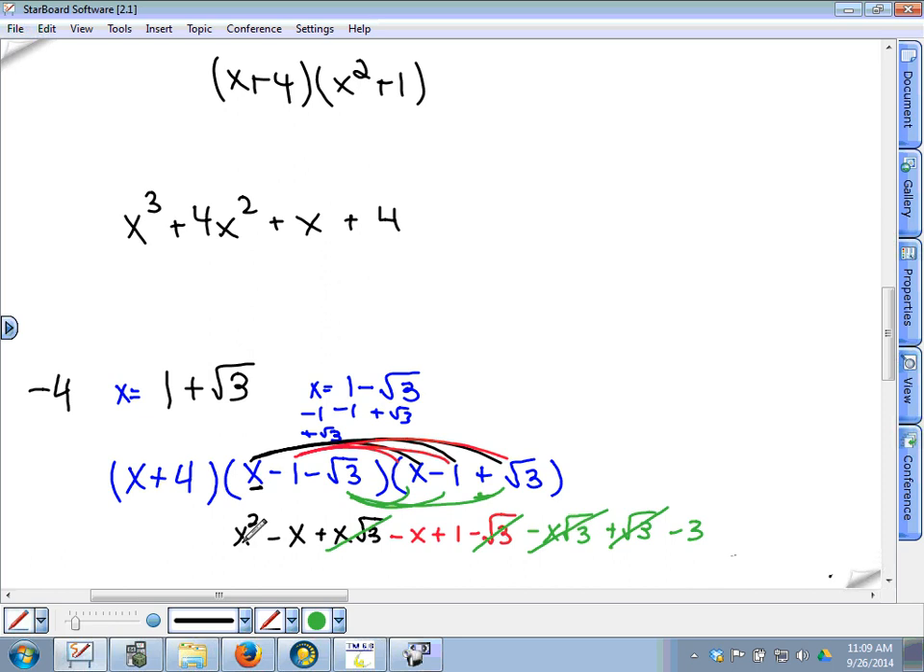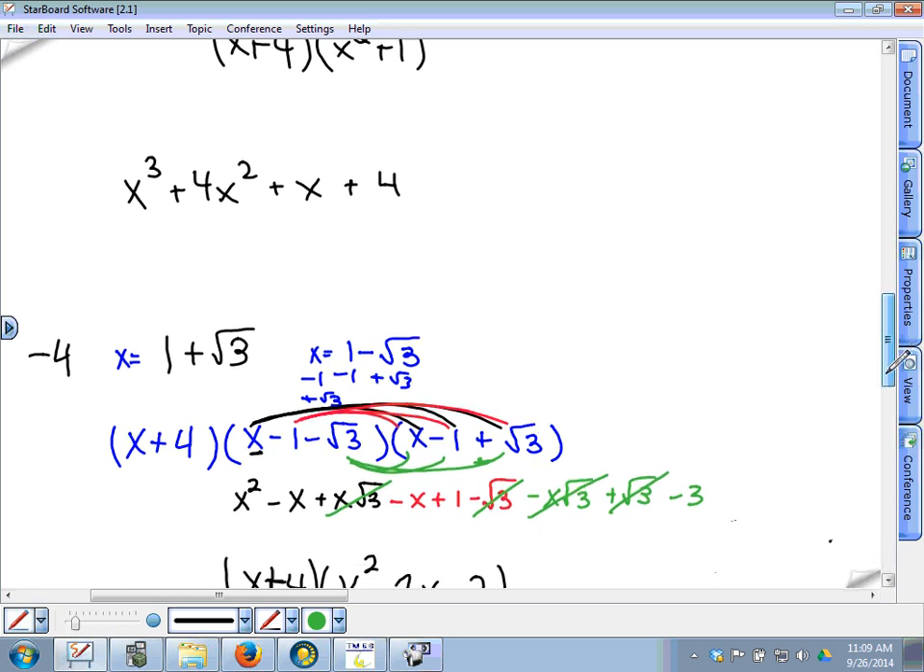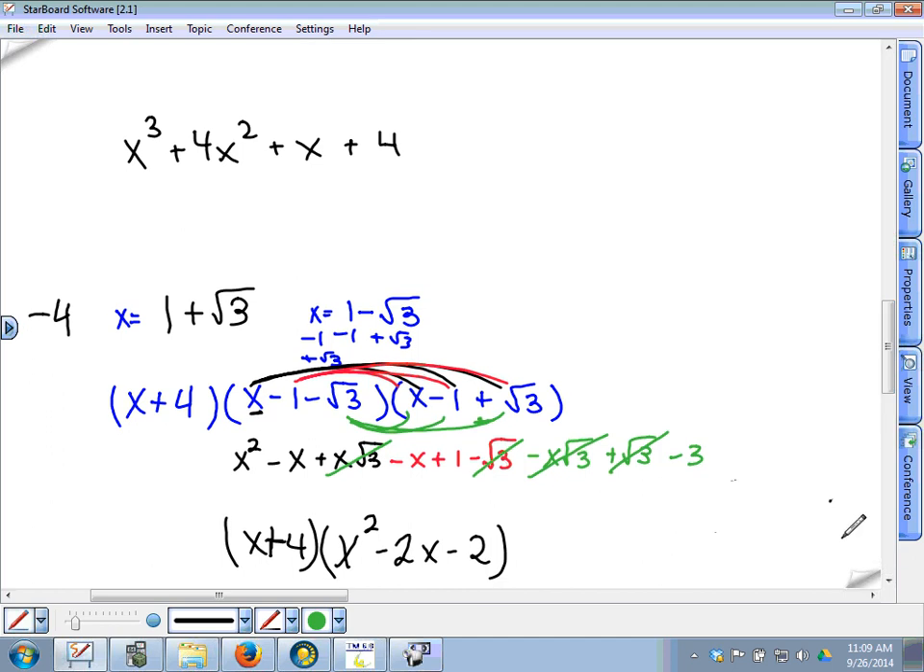Ooh, careful. It's x squared minus 2x minus 2. This is what we're left with. And that multiplies another x plus 4. So we have x plus 4 times x squared minus 2x minus 2. Go ahead and get on another try, multiply together.